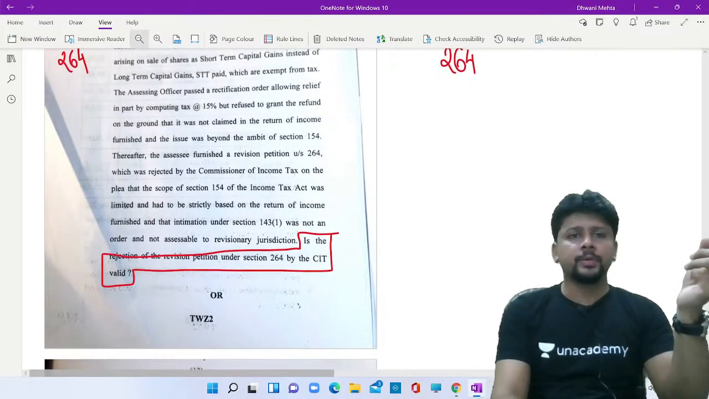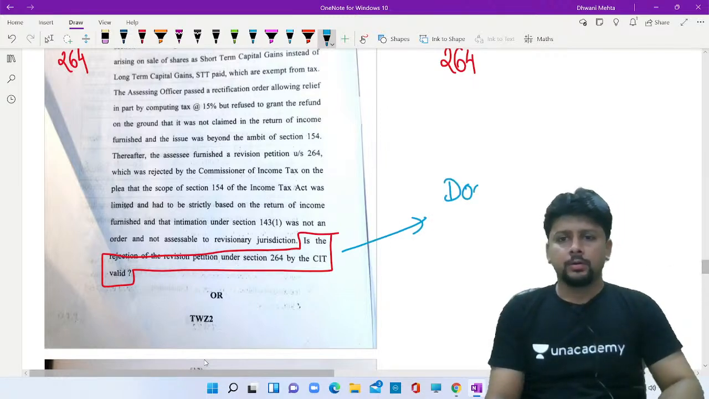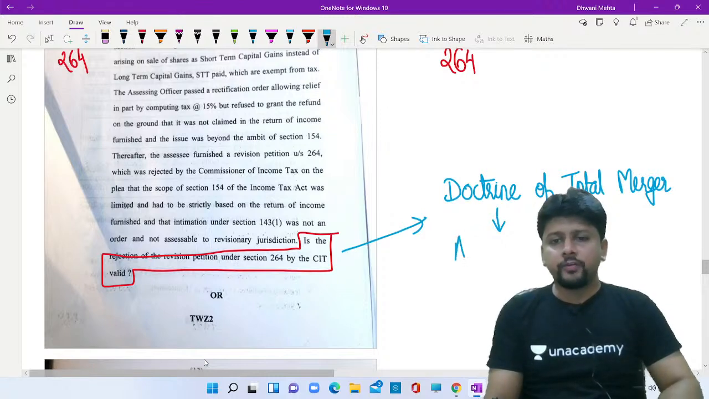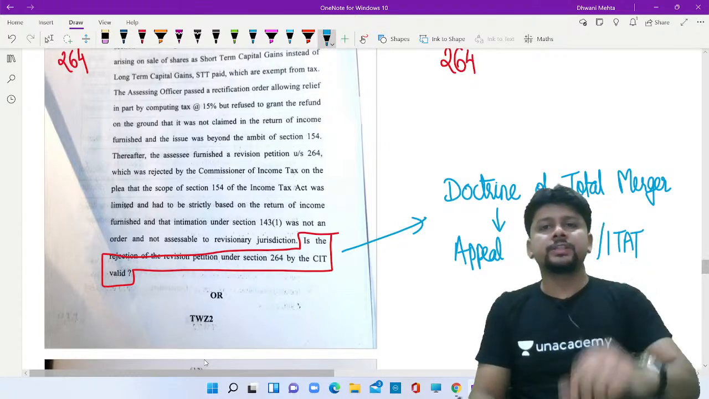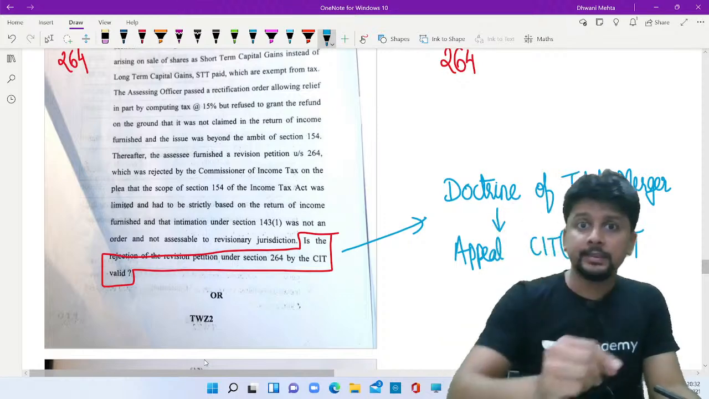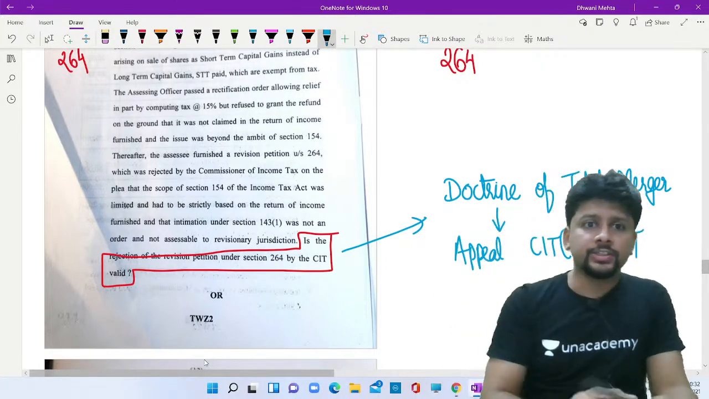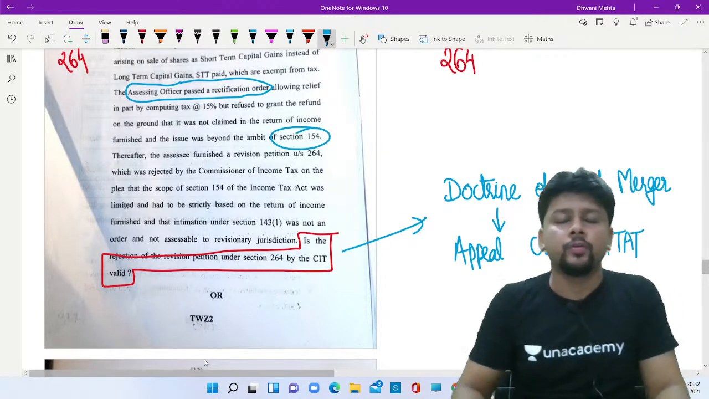Now everybody will remember that section 264 is talking about the doctrine of total merger. And when you are talking about the doctrine of total merger, it means if you have filed an appeal with Commissioner Appeals or with ITAT, then section 264 is no longer applicable. In this question, there is no mention of any appeal filed. In this question, the assessing officer has passed a rectification order under section 154.